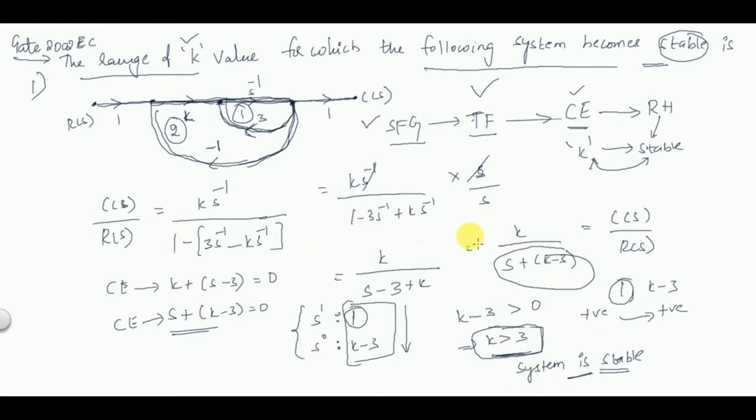So this is how we can solve a problem if an SFG is given. First find its transfer function, then from the transfer function find the characteristic equation by equating the denominator to 0, and then construct the Routh array and use the points which I have told you. Then you will get the range of k value.